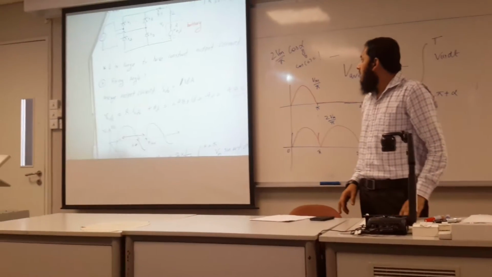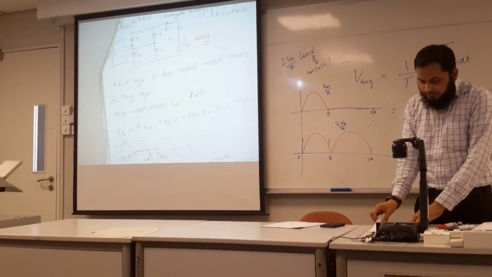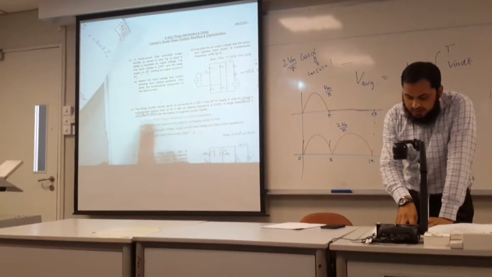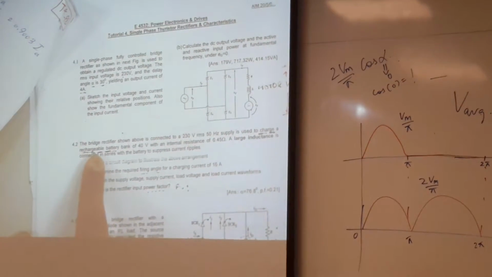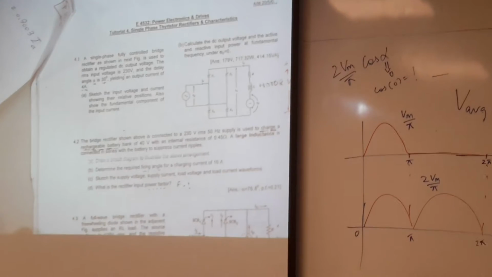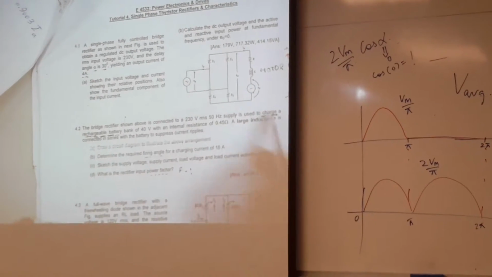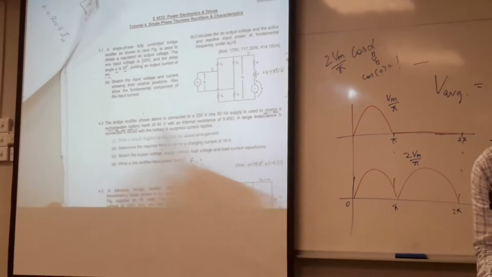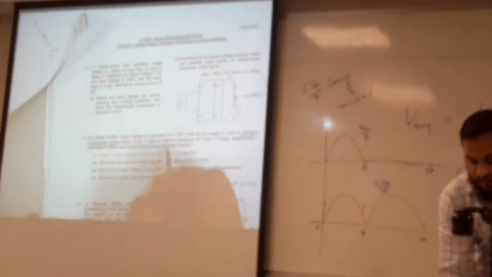So in question number 2, everything is the same except that instead of a motor, a battery is given. Instead of this motor, a rechargeable battery is given with 40 volt and an internal resistance of 0.45 ohm. There is a difference between internal resistance and external resistance.